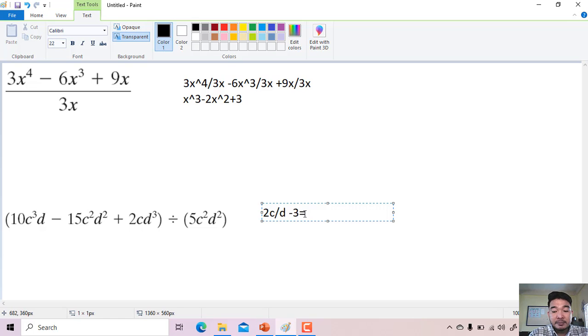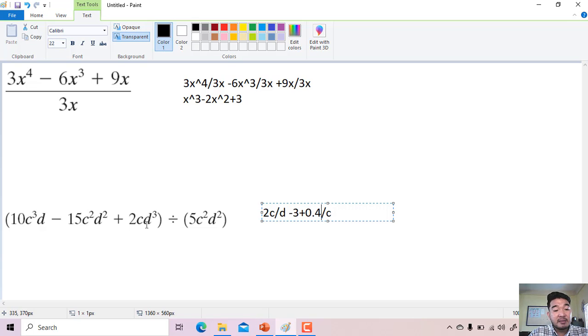Plus 2 divided by 5. How do we divide that? 2 divided by 5. So that's 0 point something. 0.4. 2 divided by 5 is equal to 0.4. And then c divided by c squared. So mas mataas yung nasa baba. So maiiwan si c lang sa baba. So c dun sa baba.